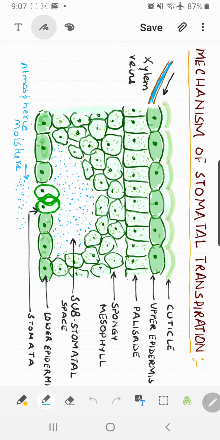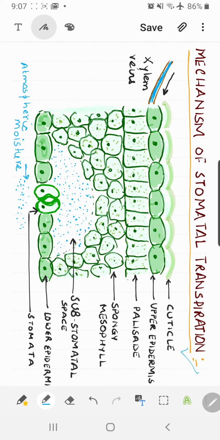Welcome back, children. Now we will be studying the mechanism of stomatal transpiration. Till now you know that stomata are present in the lower epidermis of the leaf, and this is the opening through which water can be lost or gases can be exchanged. So as of now we will be studying the mechanism of transpiration through the stomata.